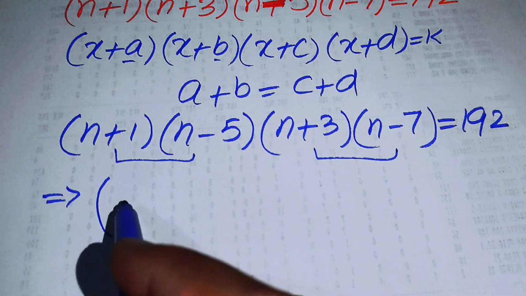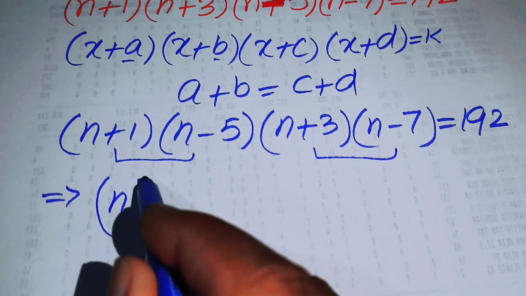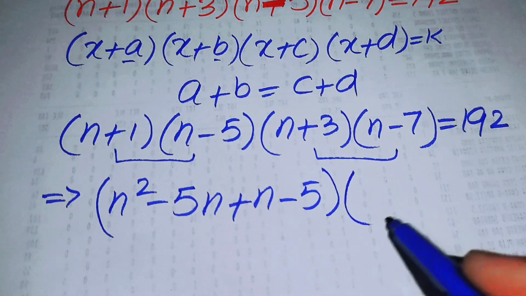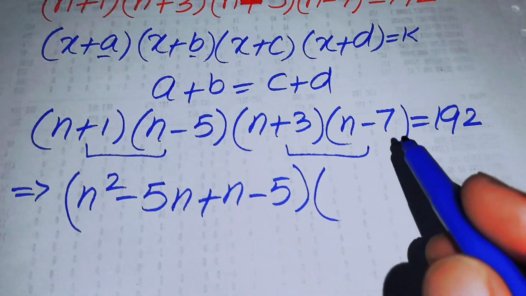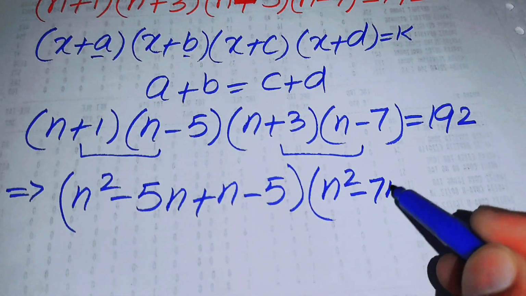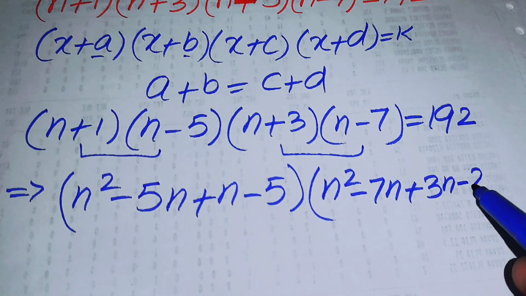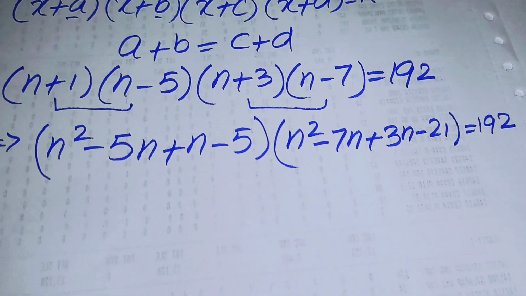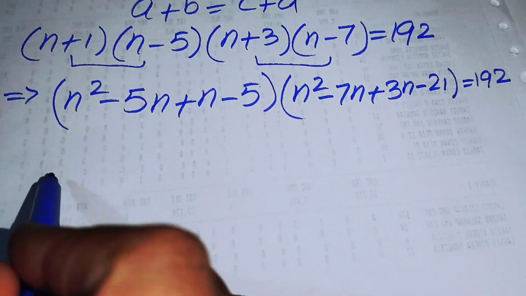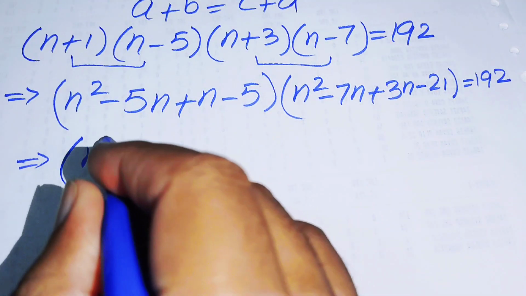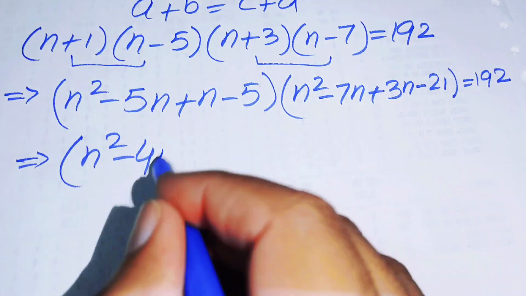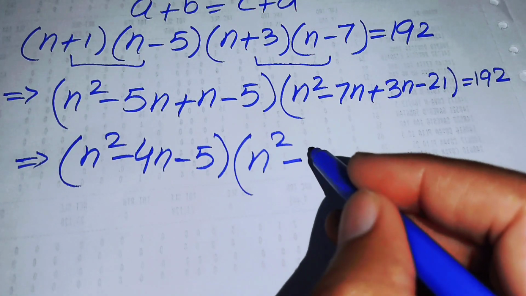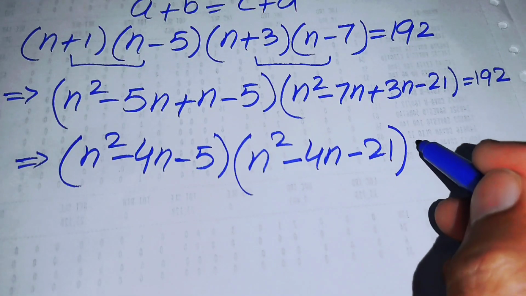When you multiply the first two factors, you get n² − 5n + n − 5, and multiplying the last two factors you get n² − 7n + 3n − 21, equal to 192. Now we simplify the terms: n² − 5n + n is n² − 4n, minus 5, times n² − 7n + 3n is n² − 4n, minus 21, equal to 192.